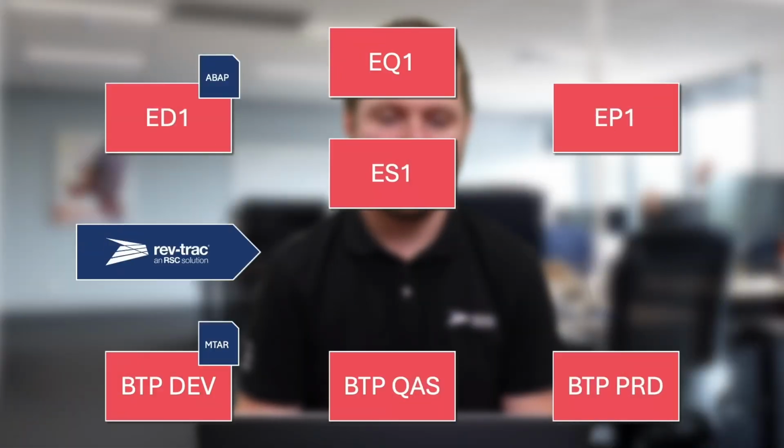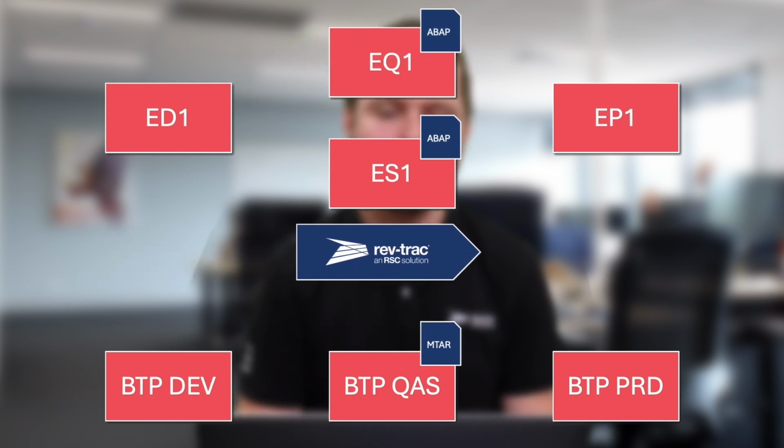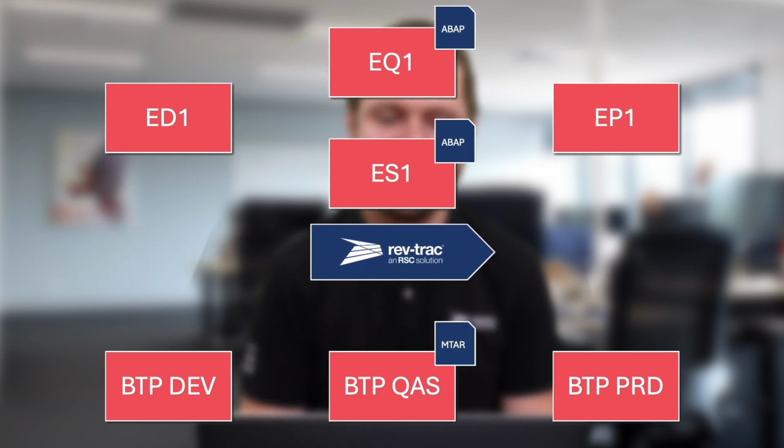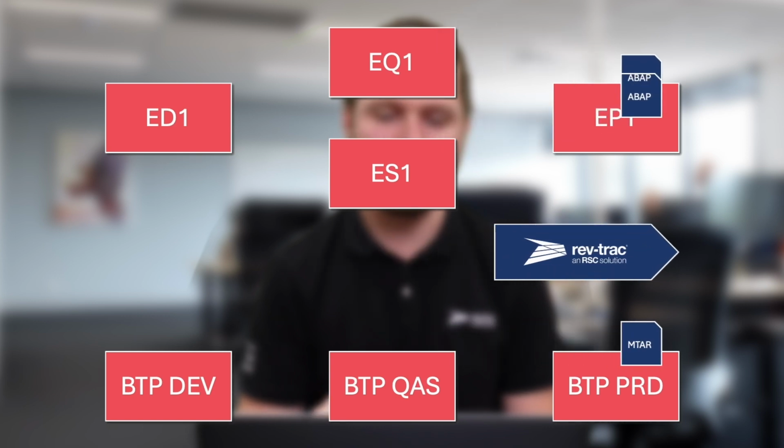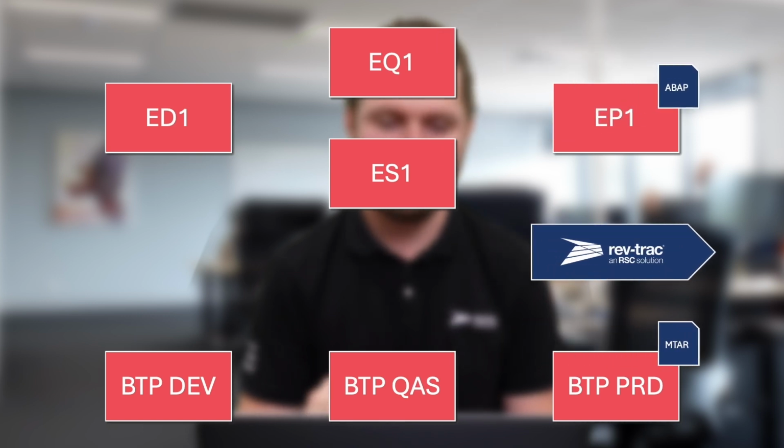regardless of the technology. In this demonstration, we are going to be migrating an ABAP transport across a 4-tier ECC landscape consisting of an ED1, EQ1, ES1, and EP1 system, and concurrently, we will also be migrating a non-ABAP BTP transport in the form of an MTAR file across a 3-tier BTP subaccount containing a development, quality, and production node.